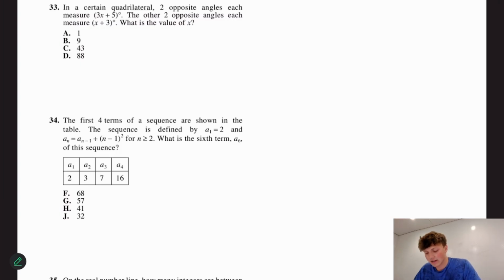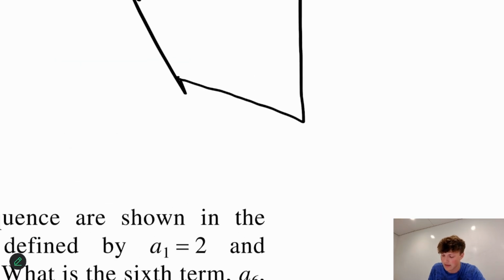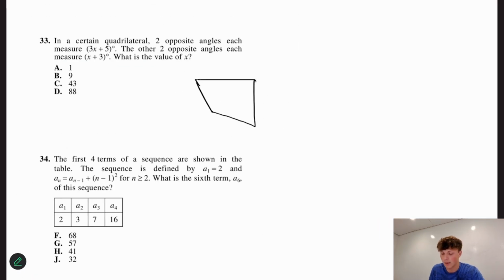In a certain quadrilateral, two opposite angles each measure 3x plus 5. The other two opposite angles each measure x plus 3. What is the value of x? Okay, so we know it's a certain quadrilateral, right? The quadrilateral could be any shape, as long as it has four sides. Like that's a quadrilateral.